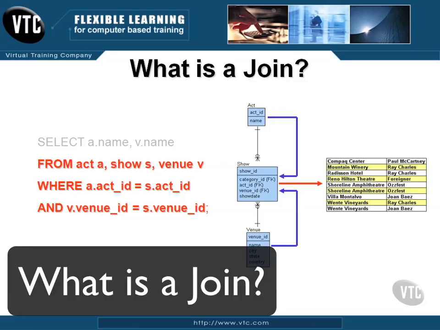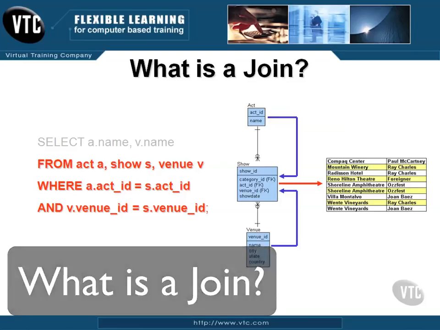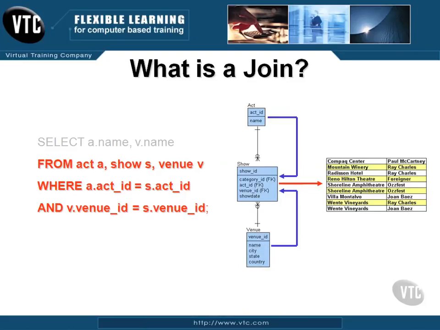What is a join? Well, quite simply put, a join is a process where you take two data sources, such as two tables. In this case, we're looking at the ACT table and the show table, and actually three tables in this case, the venue table, to join information from three sources of information into a single result set.